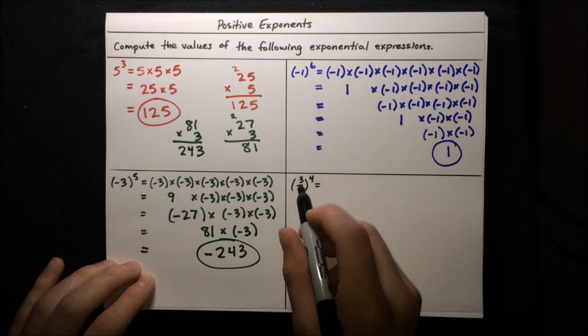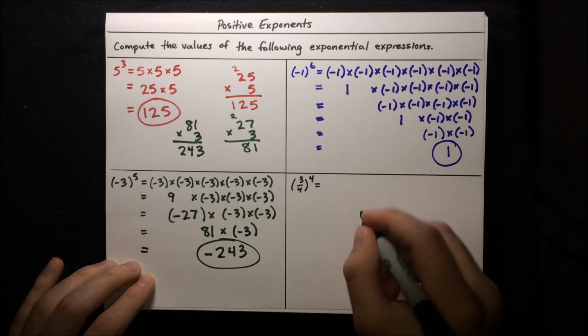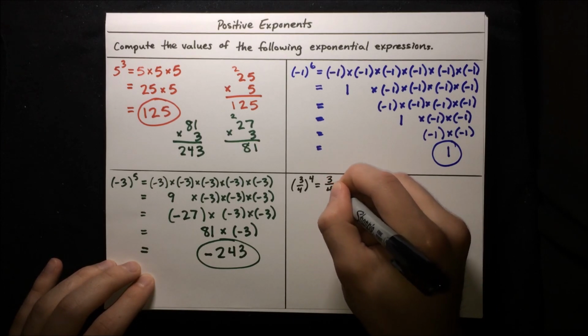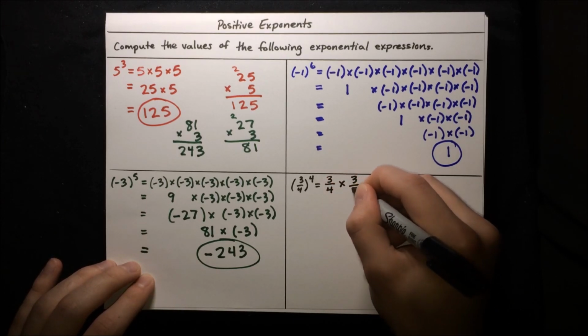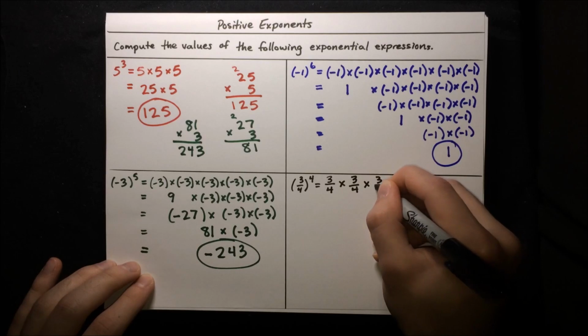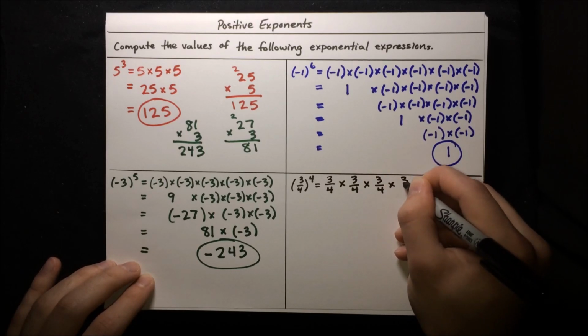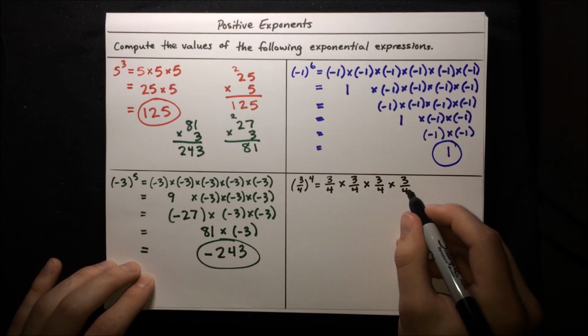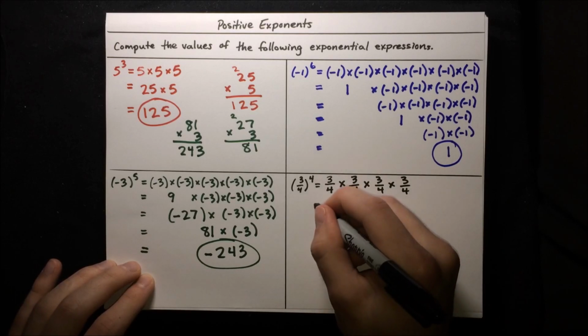Alright, here's the last problem. 3/4 to the 4th power. So that's just 3/4 times 3/4 times 3/4 times 3/4. 1, 2, 3, 4. We're good. Okay, so now we just have to multiply.